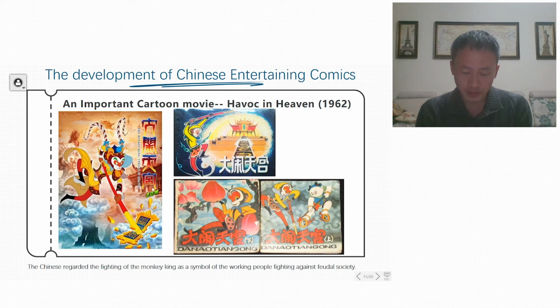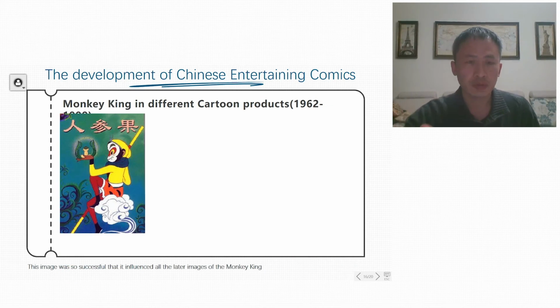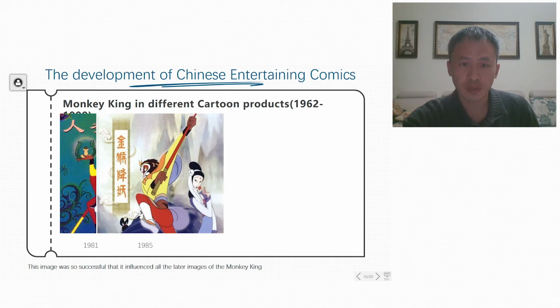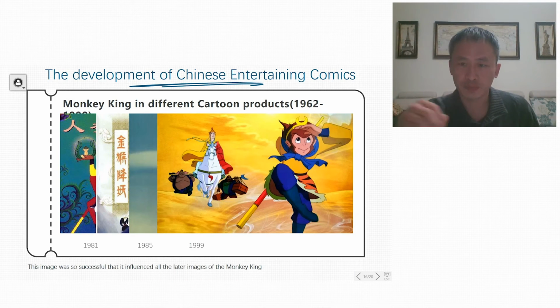American comics and Japanese comics brought huge impacts. Since the 1990s, we can find in some later movies that the Monkey Kings were portrayed in almost the same image, just like the one in the movie Havoc in Heaven. However, as the times changed, the mainstream ideology can no longer dominate the whole society.